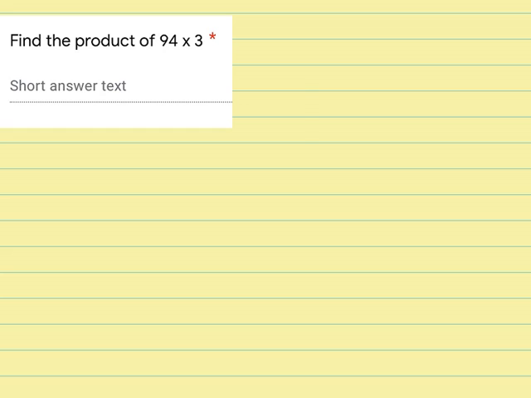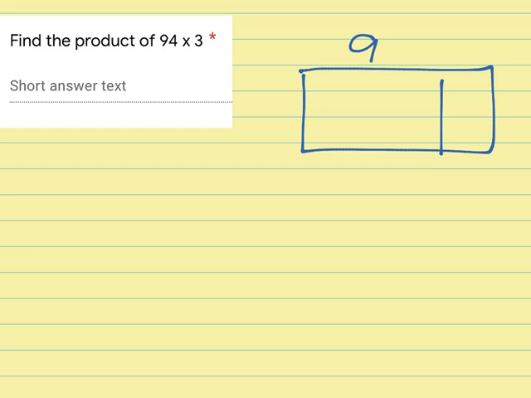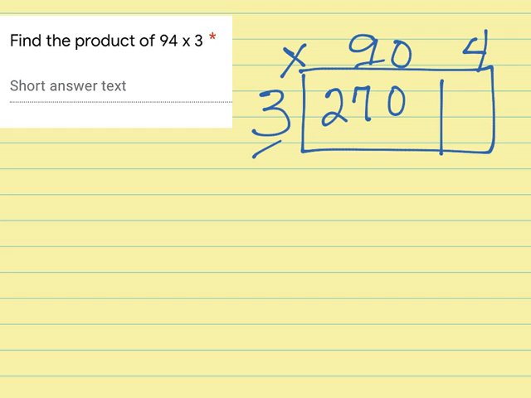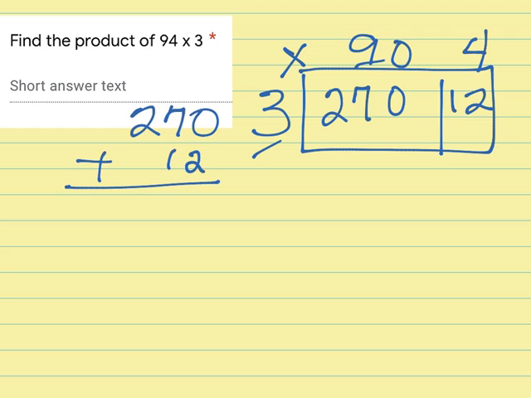All right, my product of 94 times 3. Okay, remember we can do this two ways. One, we can draw an area model, and we separate our 94 into 90 and 4, and then we have 3. So I'm going to go 3 times 90, 3 times 4. 3 times 9 is 27, and bring down that 0. 3 times 4 is 12. Now I'm going to add 270 plus 12, and that's going to give me 282.